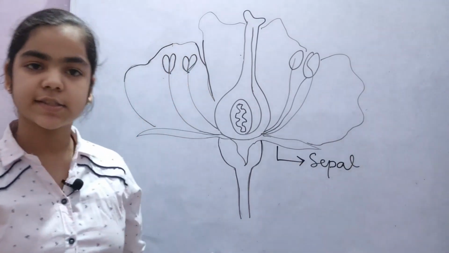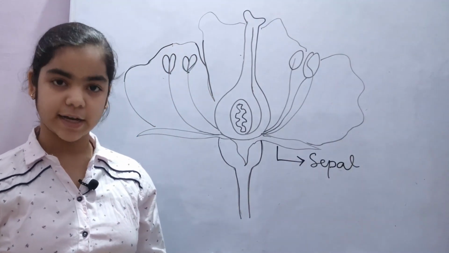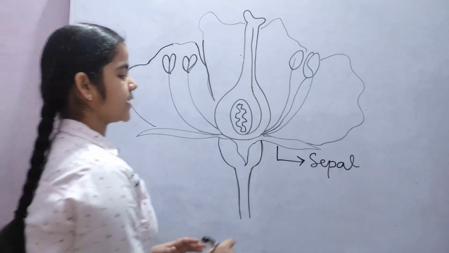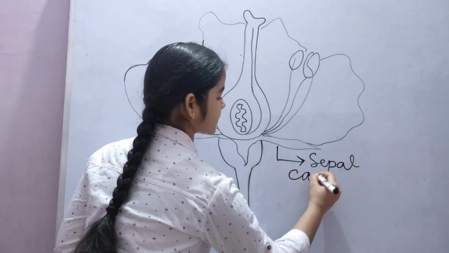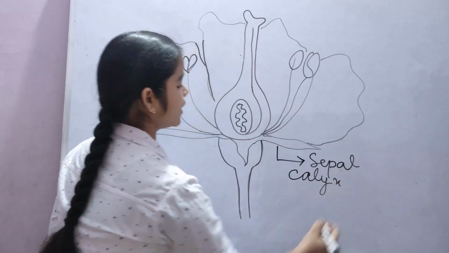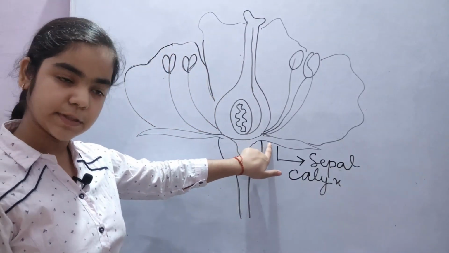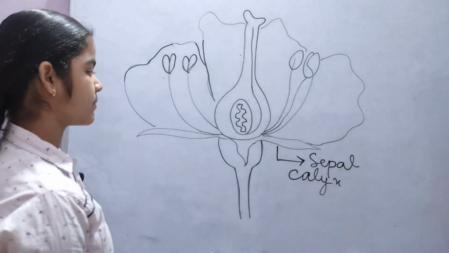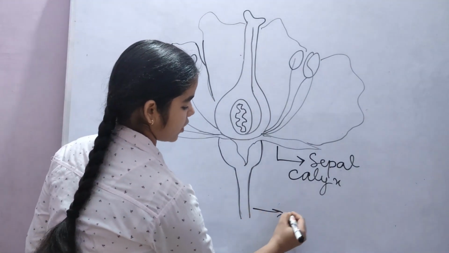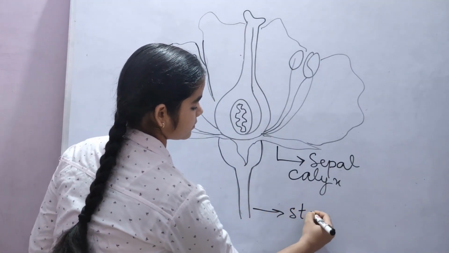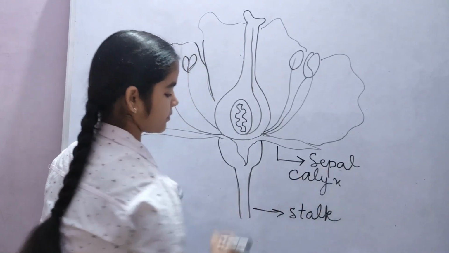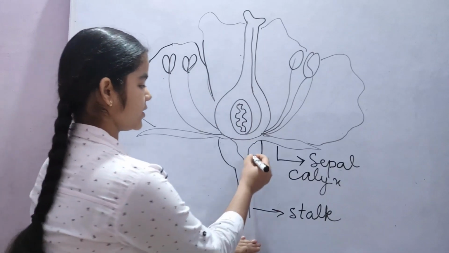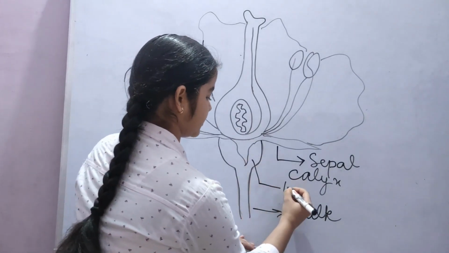In most cases, you will see that the sepals are green in color. Sometimes it may be colorful also. It is collectively known as calyx. Simply, if you see this part, this is known as sepal, but these three, 1, 2, 3, are collectively called calyx. This stem type is known as stalk. This one is called receptacle.